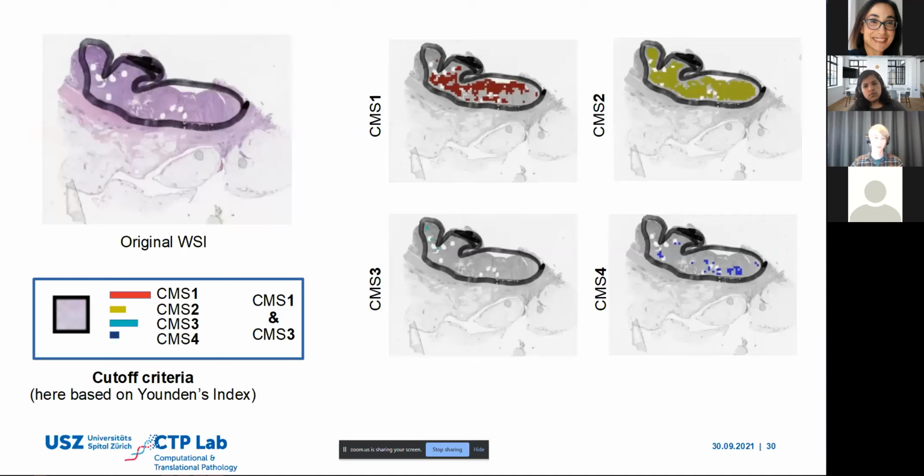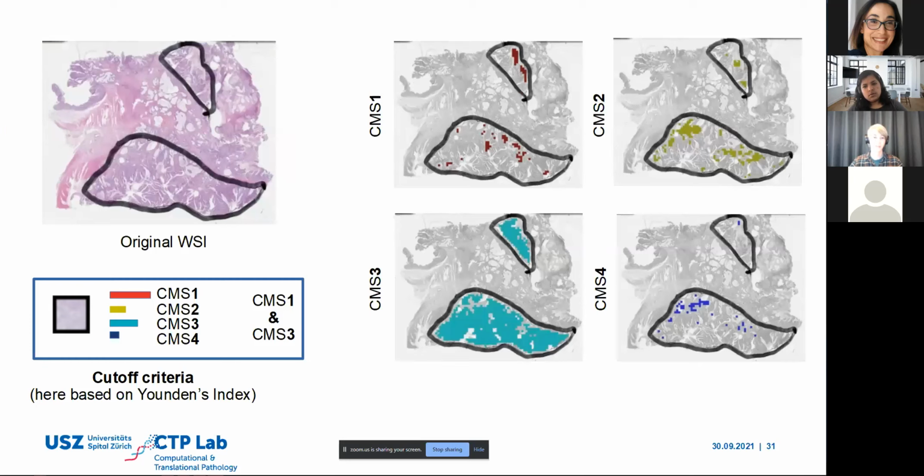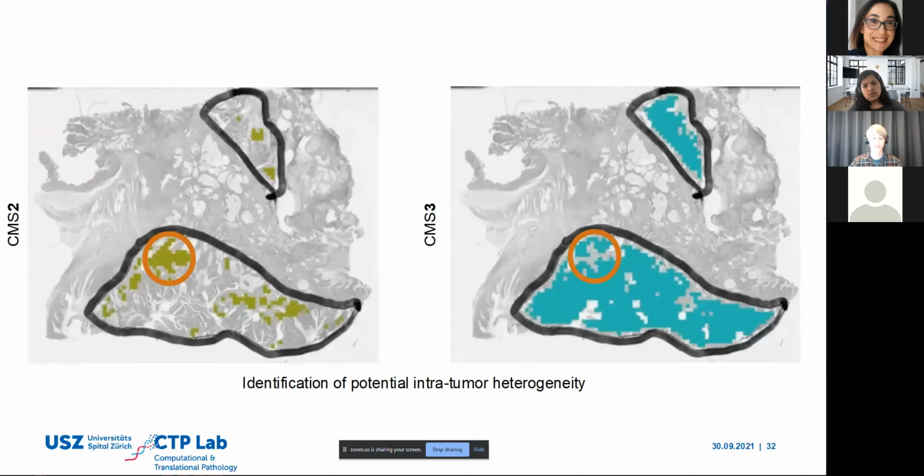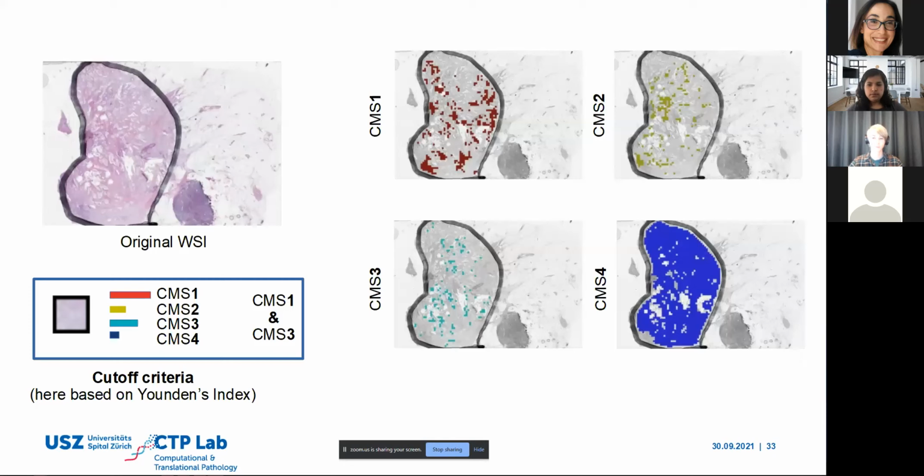So here's another example in which the model makes majority predictions for the second class, CMS2. Here, an example where the predictions are made for the CMS3 class. And here, you can see that those predictions are very heterogeneous, sometimes where you have two classes that are not overlapping, giving new insight about how this information is localized in situ. And here another example for the CMS4.